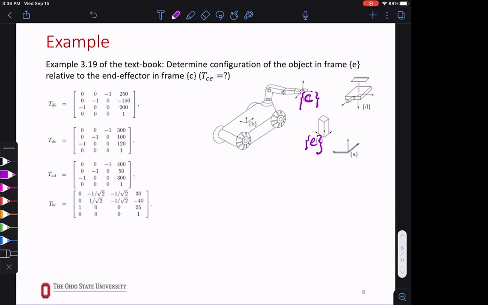All right. So you also know all of these matrices. This is all you know. And you're trying to find what is TCE. So what's inside TCE? T, the transformation from the end effector E to the object. What's in that transformation matrix? Why are we trying to find that transformation matrix? Anyone? Yes. You're trying to pick up the information that is useful inside that transformation matrix.